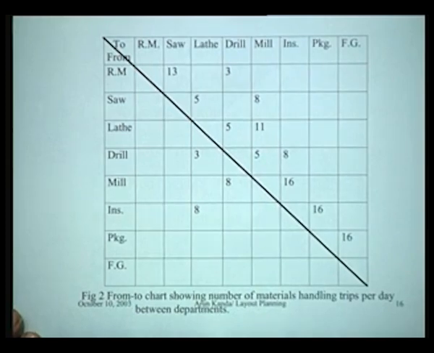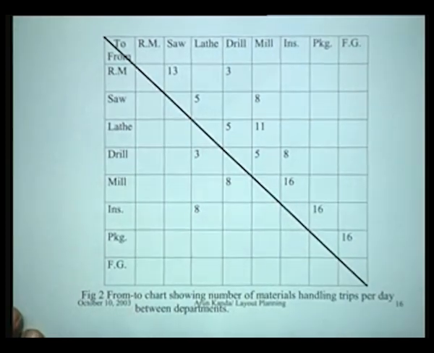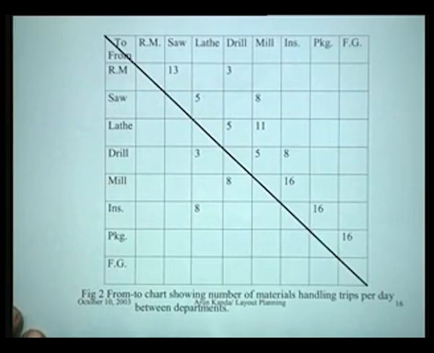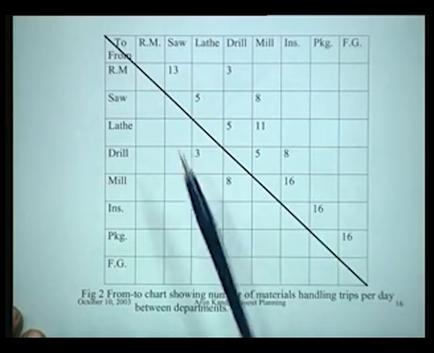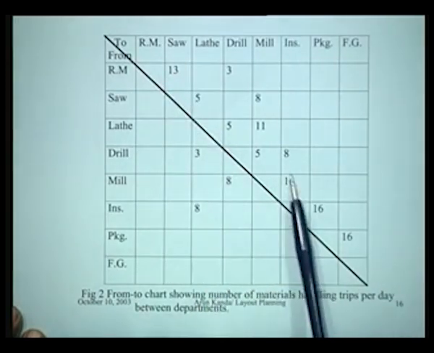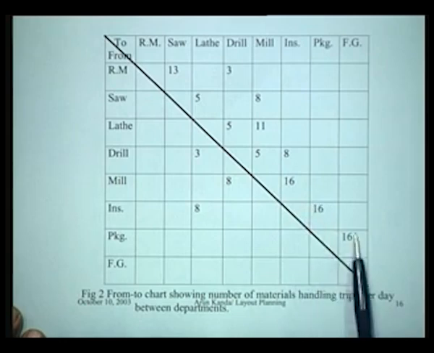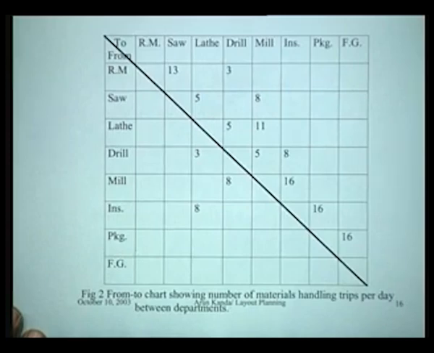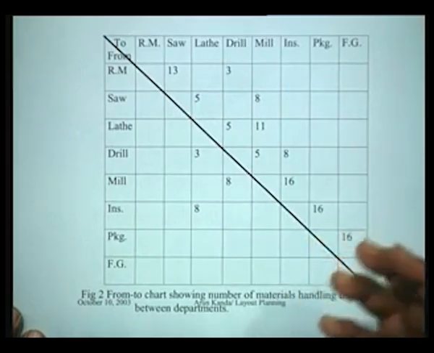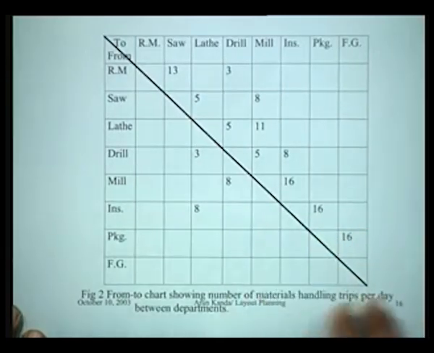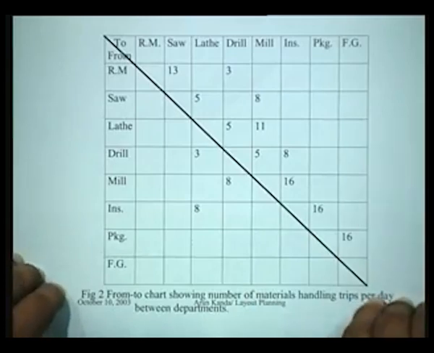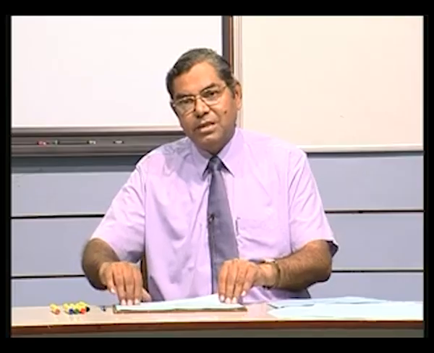Now what we want to basically do is, what is the idea? The idea is that those departments which have a large amount of movement, especially these departments, should be as close to each other in the layout as possible. That is the basic idea. They should be as far as possible close to each other, and for those departments which don't have any movement, they need not be that close in that sense.